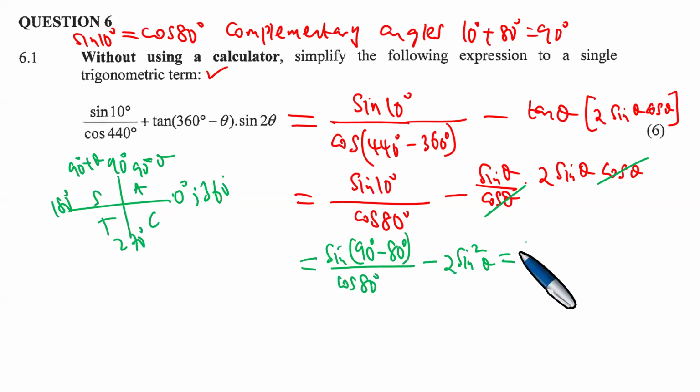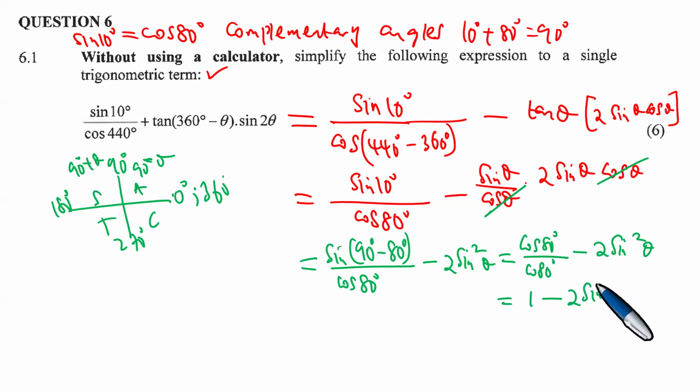But it changes to its cofunction, the cosine of 80 degrees divided by the cosine of 80. Okay, it is one. I agree with you there, but I'm just writing a bit of elaboration. So this is 2 sine squared theta, and then cosine 80 degrees divided by cosine 80 degrees is the one minus the sine squared of theta. What is one minus 2 sine squared theta?